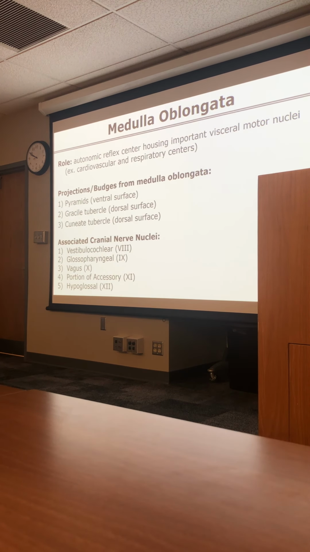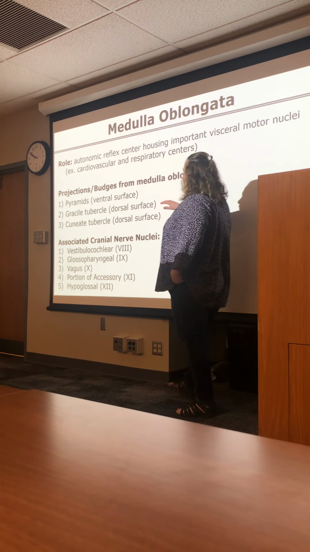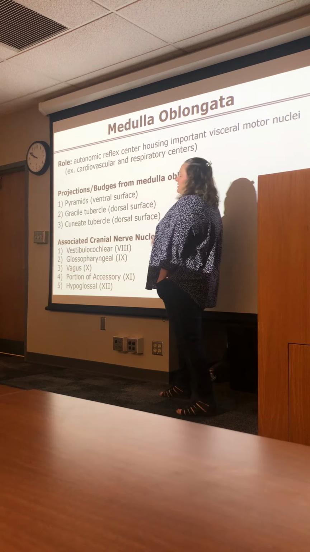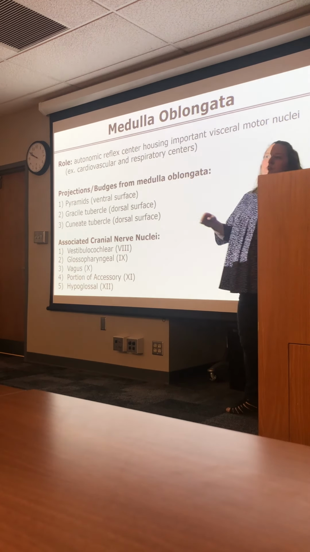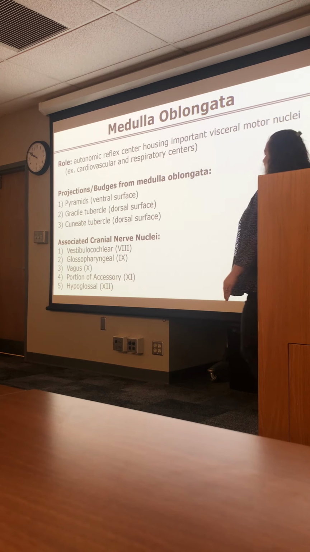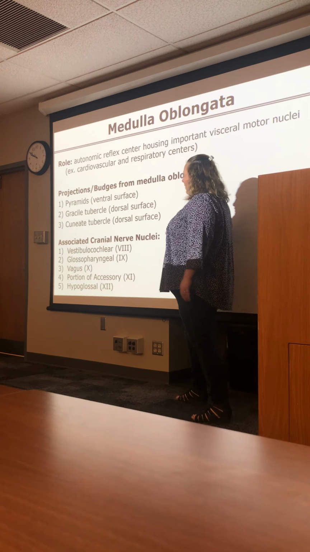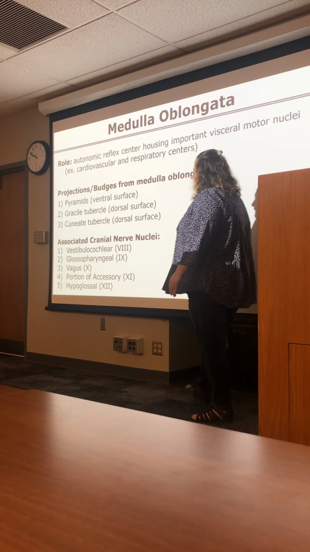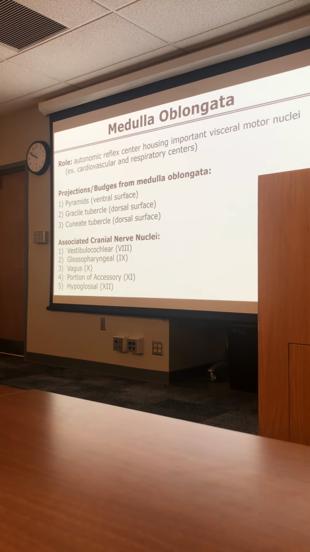And then we talked about on the ventral side, we have the pyramids. Pyramids contain the corticospinal tract, and then we have the decussation of the pyramids in the medulla, where we see the crossing over of the corticospinal tracts. We also saw that there were a lot of nuclei in this area as well, related to cranial nerves 8, 9, 10, a little bit of 11, and 12.